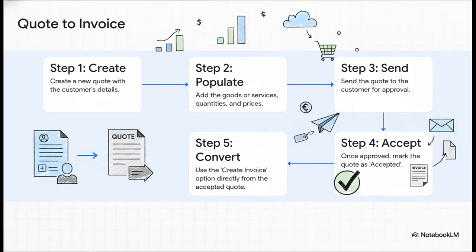The process comprises 5 stages. A new quote is created with the customer's details and the relevant line items. This is sent to the customer for approval. Once accepted, the quote status is updated to accepted. The final critical step is to use the system's function to create an invoice directly from the accepted quote. This direct conversion is a key control, as it ensures data consistency and mitigates the risk of manual entry errors.